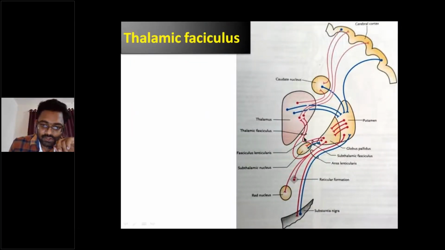Fasciculus lenticularis and ansa lenticularis unite with the dentato-rubrothalamic tract to form thalamic fasciculus. This thalamic fasciculus terminates into ventral anterior and ventral lateral nuclei of thalamus, and fibers arising from these nuclei finally project into motor and premotor cortex of cerebral cortex. Motor and premotor area of cerebral cortex, right? Here is thalamic fasciculus, right?